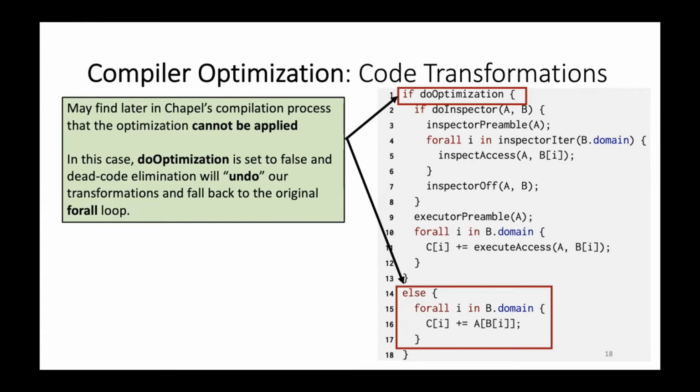So what we do is we create this if-then-else structure. If we should do the optimization, then do everything that I just described. Otherwise, fall back to the original loop. So do optimization is a flag that the compiler inserts. If we find that the optimization is invalid later on, we will set this to false. And then later on during dead code elimination, that entire if statement will be removed and we'll just fall back to the original code.